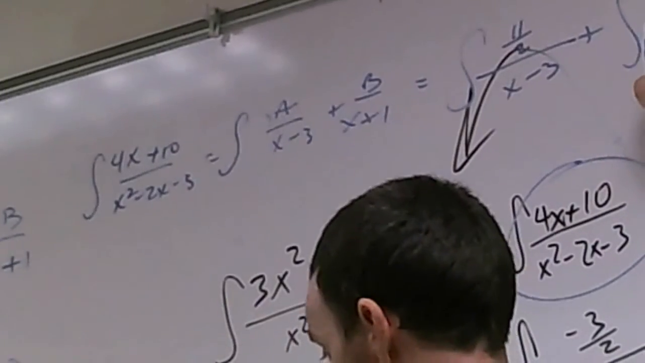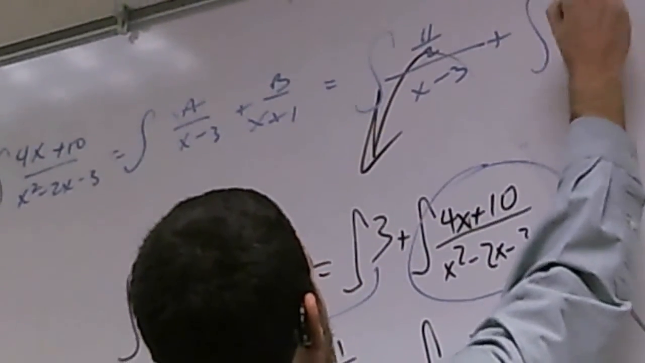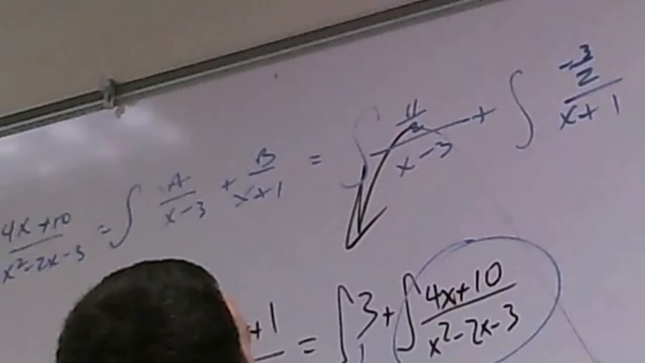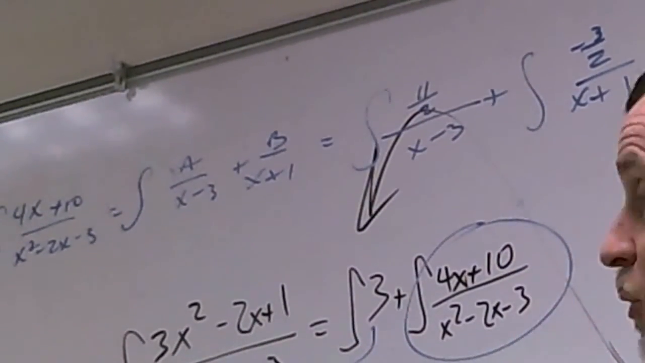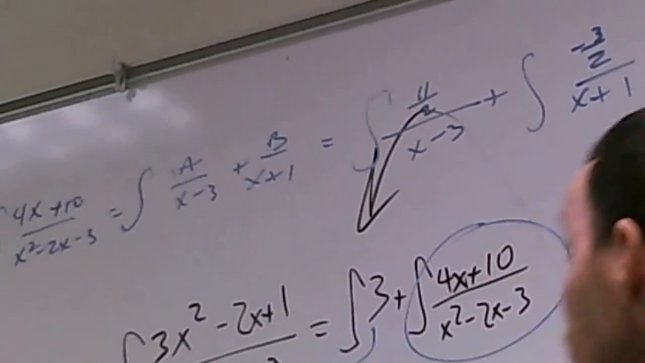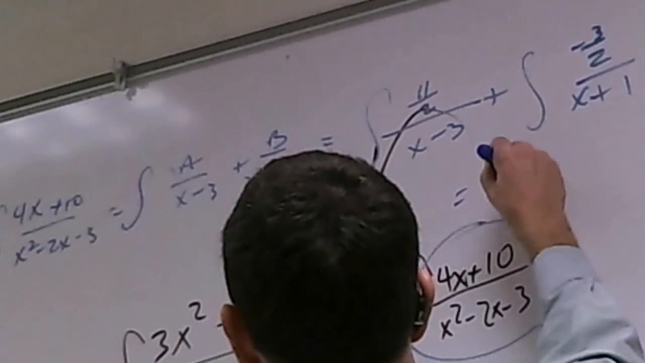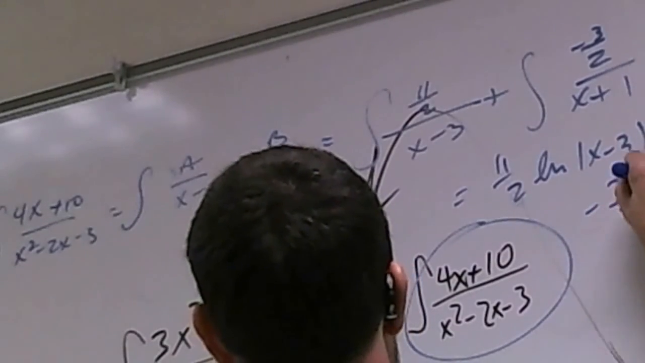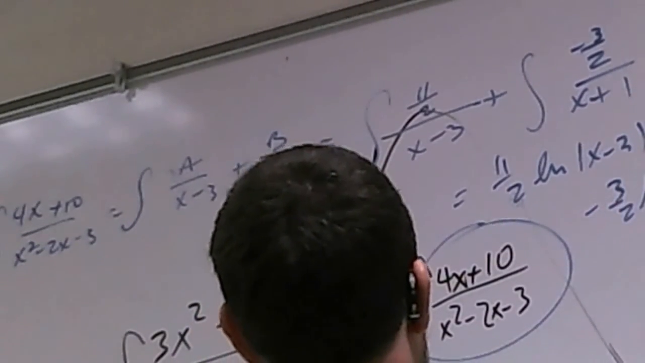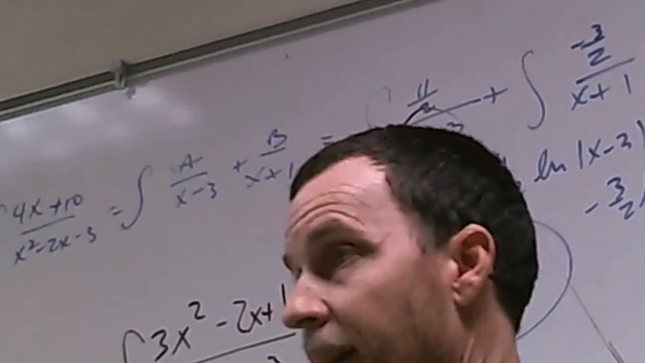Breaking into two pieces, B is -3/2 over x plus 1. Those are easy to anti-differentiate because those are just natural logs. That's just 11.5 ln of x minus 3 minus 3/2 ln of x plus 1 plus a constant.